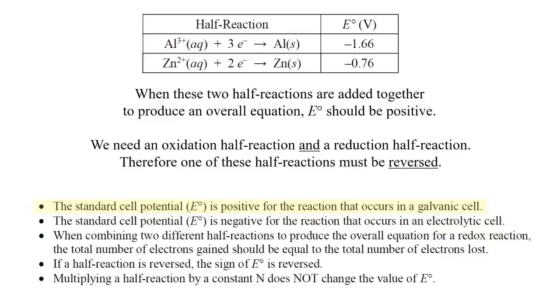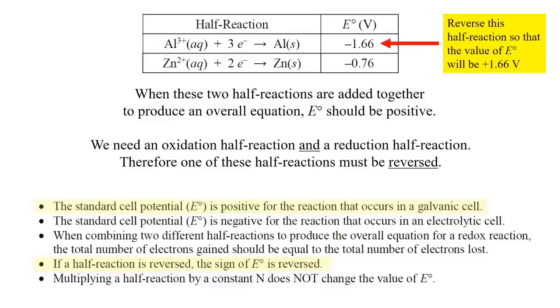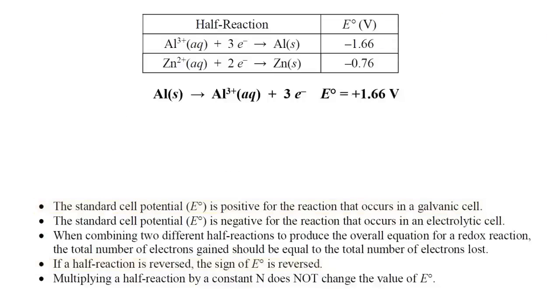If you're not sure which half reaction to reverse, think about the fact that the overall cell potential should be positive. If a half reaction is reversed, the sign of its cell potential is reversed. So we should reverse the one that will give us a value that, when added to the cell potential of the other half reaction, still gives a positive value overall. If we reverse the aluminum half reaction, it changes the cell potential from negative 1.66 volts to positive 1.66 volts.